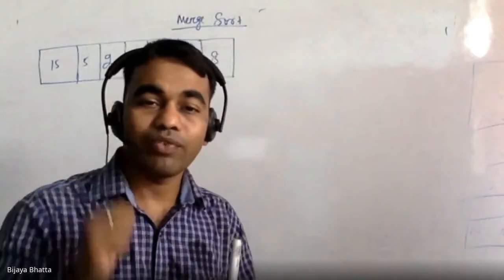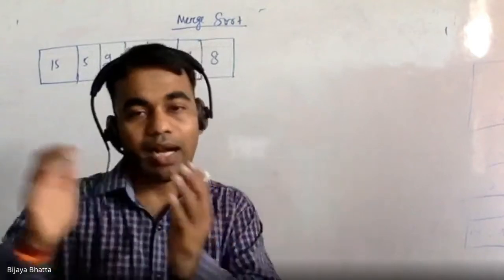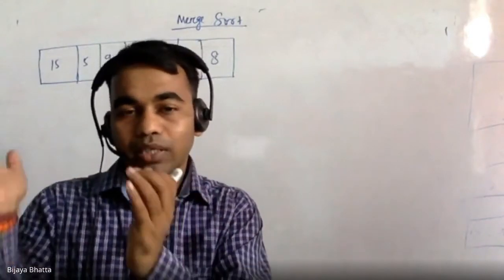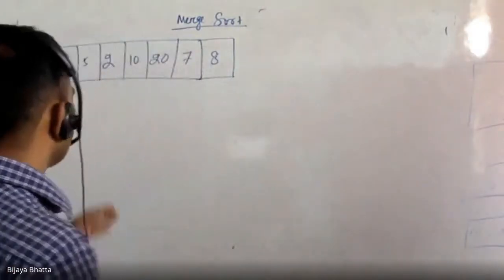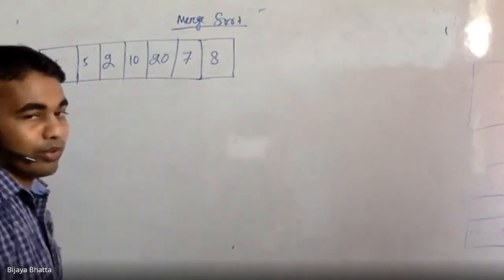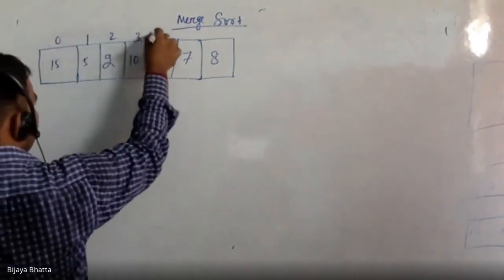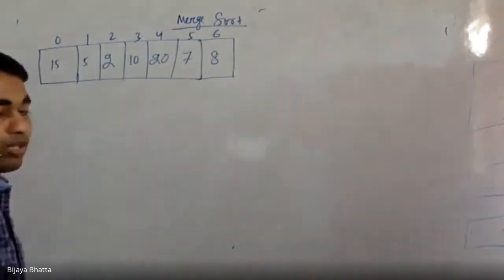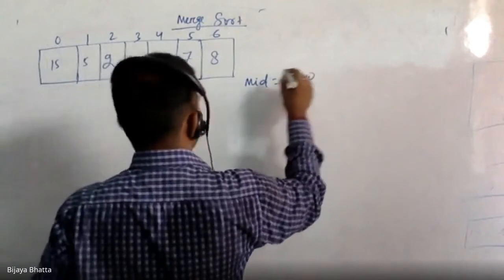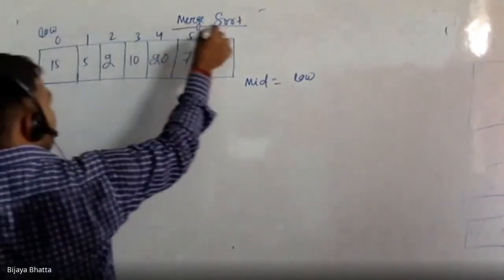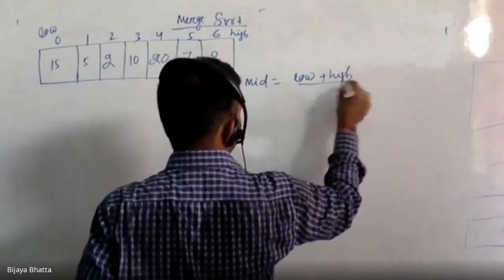How? First of all, you will find the middle position. Left to middle you will treat as one part, and like in binary search, if you remember, mid plus one to right is going to be the right part. So which one is the middle in this particular example? Let me put the index: 0, 1, 2, 3, 4, 5, 6. This is the low, this is my high. So mid is nothing but low plus high by 2. This is the mid logic.